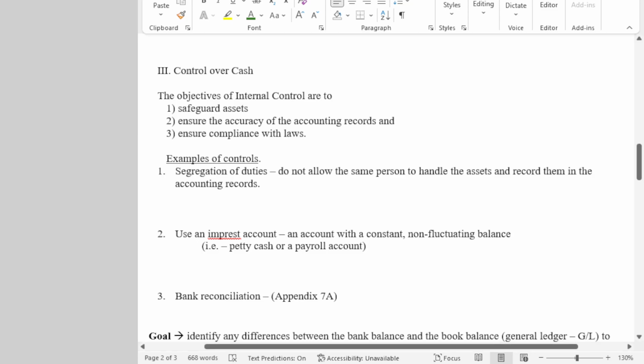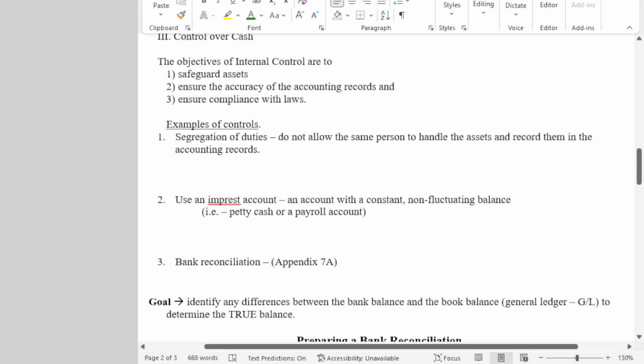And then the example, segregation of duties. Don't allow the same person to handle the assets and record them in the accounting records, or you use an imprest account, an account with a constant and non-fluctuating balance, and bank reconciliation.